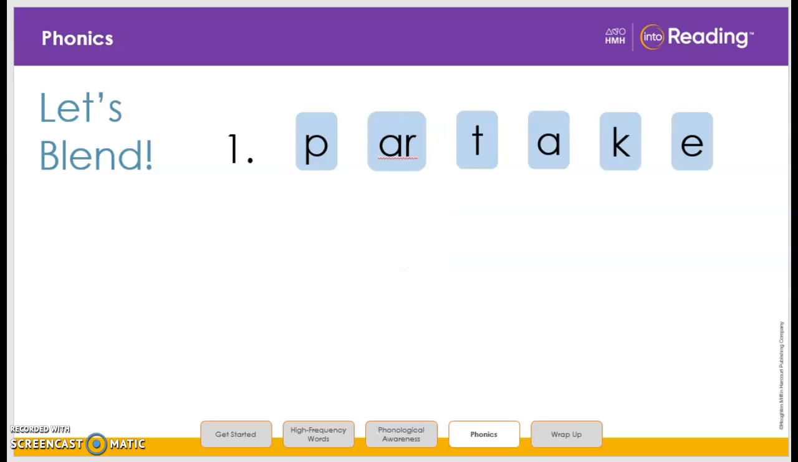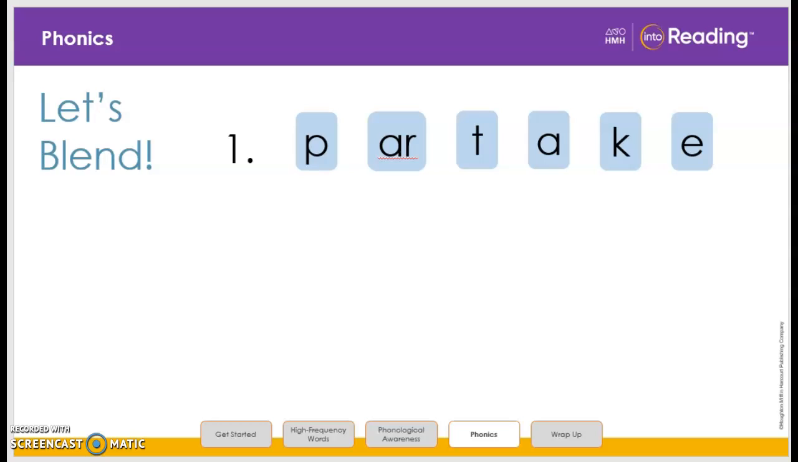This one's a bit longer. Let's see if we can try to blend this one. I see 2 vowels in this word, so there will probably be at least 2 syllables. I also see a vowel followed by a consonant E at the end. So that tells me the vowel sound will be long and the E is silent. So let's try this one.